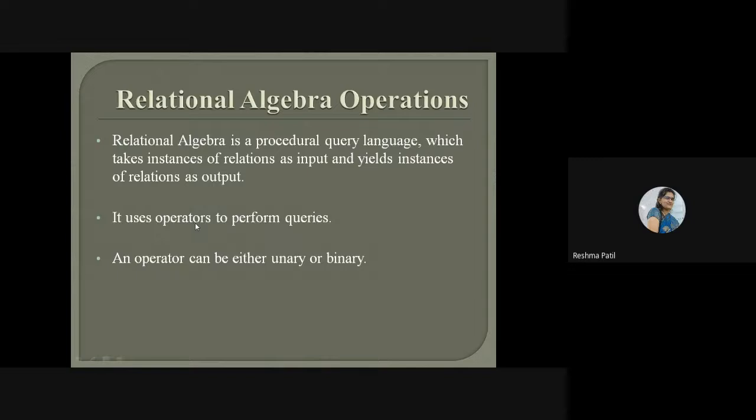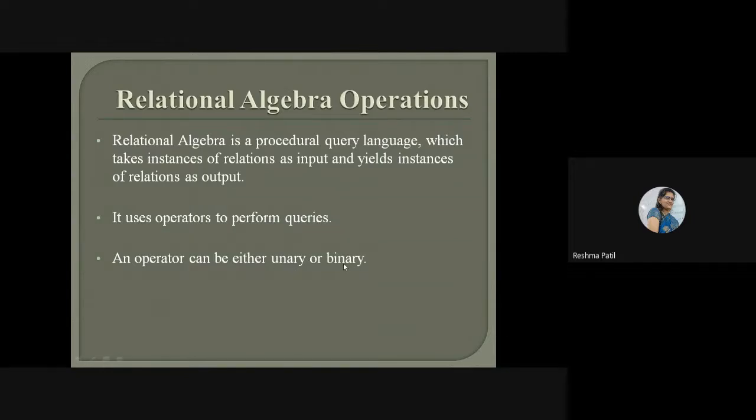It uses operators to perform queries. Here we are going to use various operators to perform queries. An operator can be either unary or binary. Unary means it will perform on only one operand, and binary means there are two operands.